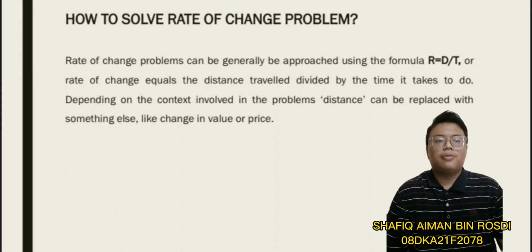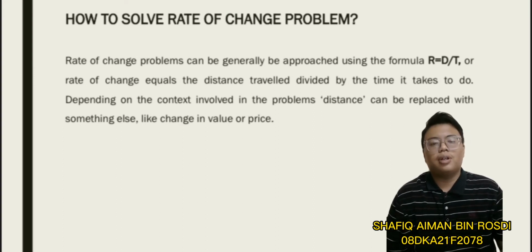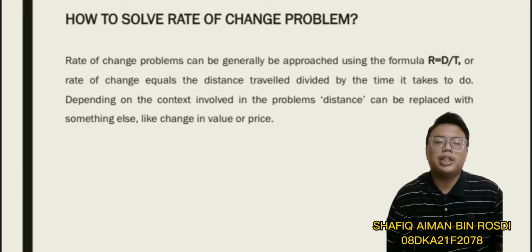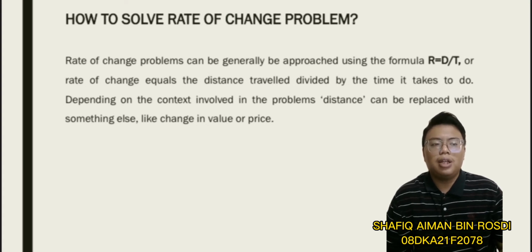Okay, how to solve a rate of change problem? A rate of change problem can generally be approached using the formula R equal to D over T, or rate of change equal to the distance traveled divided by the time it takes. Depending on the context involved in the problem, distance can be replaced with something else like change in value or price.